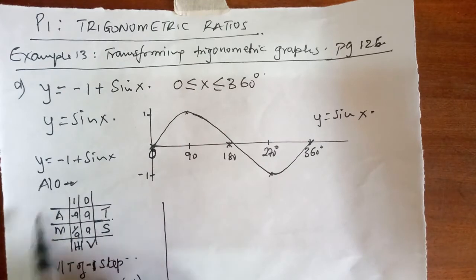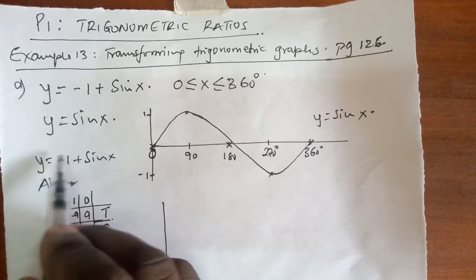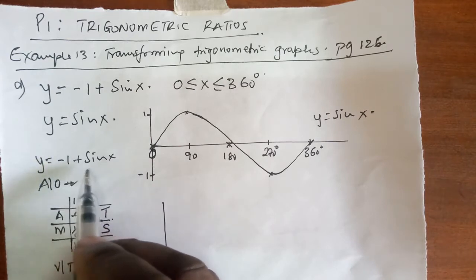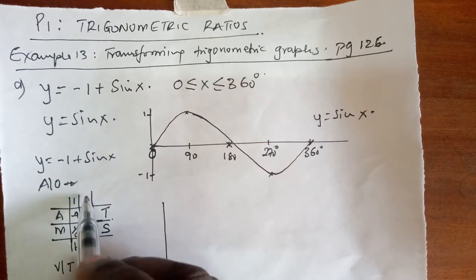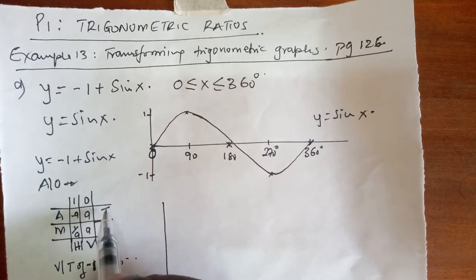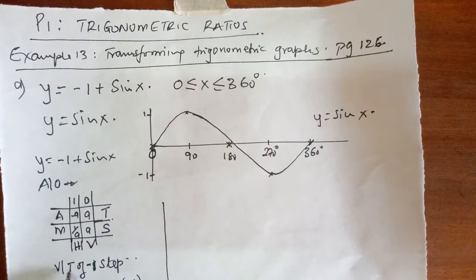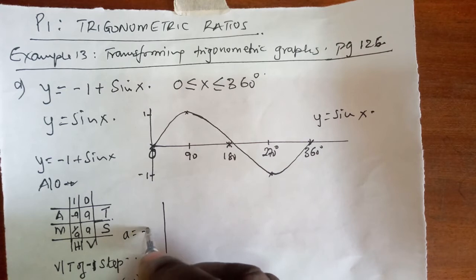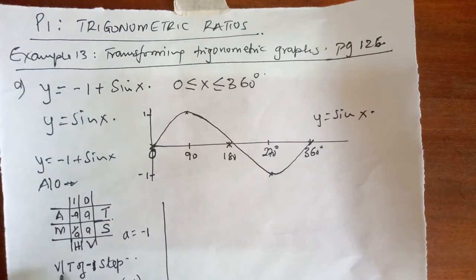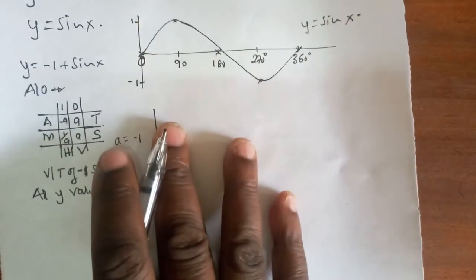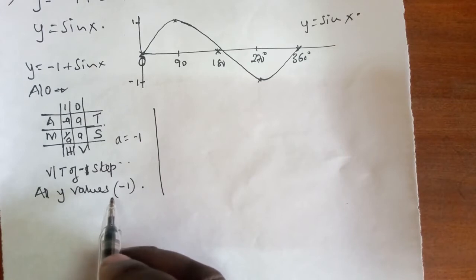According to Mayo, our magic square of transformation, this is addition outside. Outside means it doesn't affect the x anywhere. So addition outside means vertical translation of a steps, and our a is simply -1. So vertical translation of -1 step. What does this mean? It means all y values, you subtract 1 step.